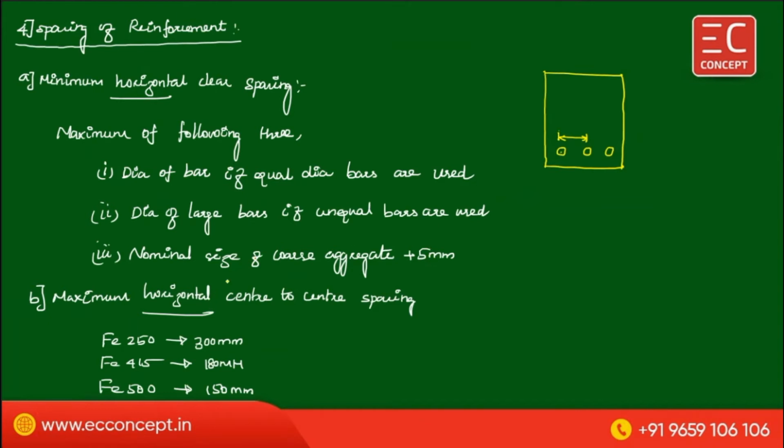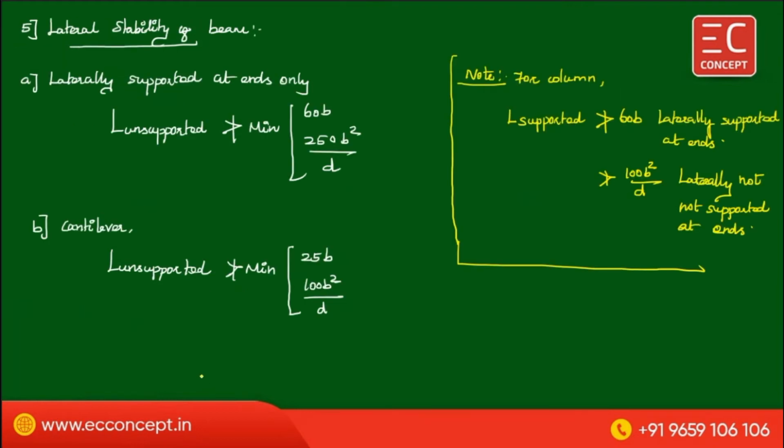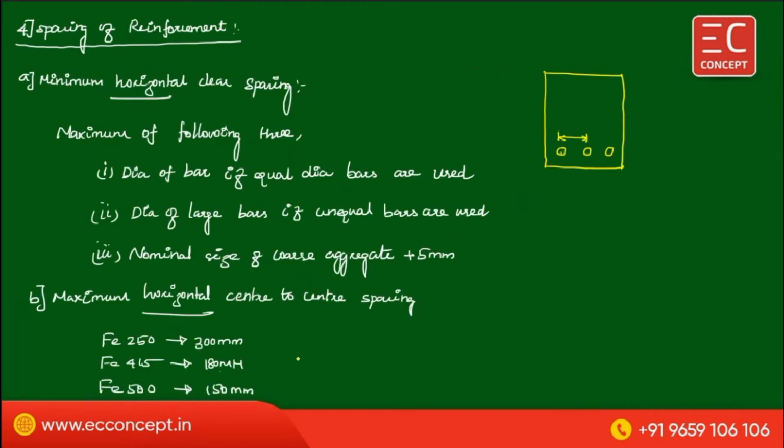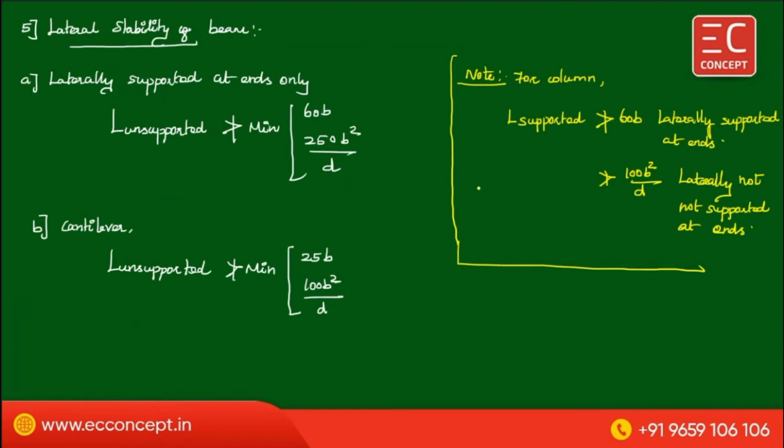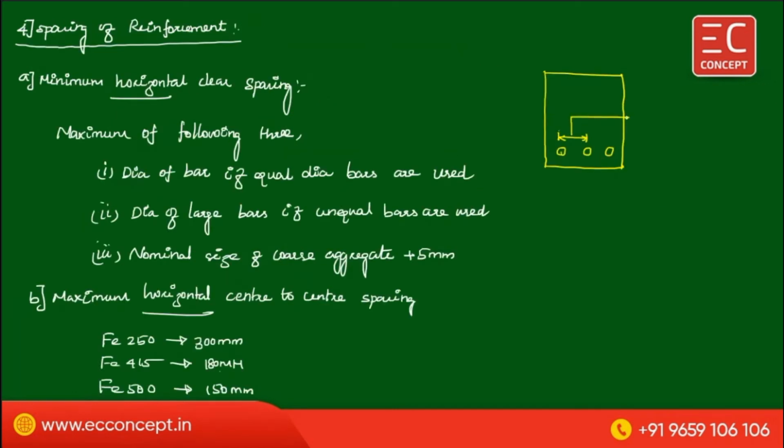Then the maximum horizontal center to center spacing. This is minimum and maximum. For Fe 250, it is 300; for 415, it is 180; and for 500, it is 150. Now I can write this: horizontal spacing of reinforcement.